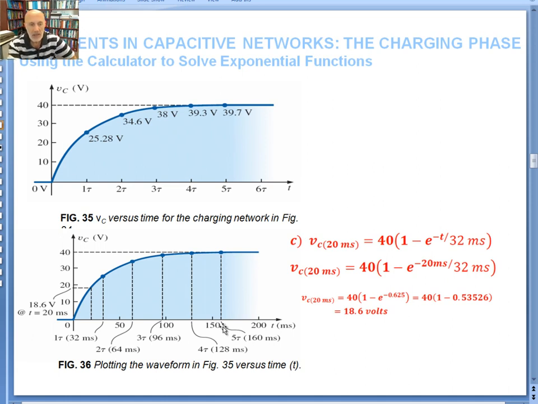At 20 milliseconds, which is someplace right here, not even half of a time constant, you just plug into the equation t equal to 20 milliseconds. The milliseconds will cancel out. 20 divided by 32 is 0.625. You calculate e to the minus 0.625, it gives you 0.53526. Subtract that from 1 and multiply by 40, it gives you 18.6 volts. So at t equal to 20 milliseconds, the cap voltage has already gone up to 18.6 volts.